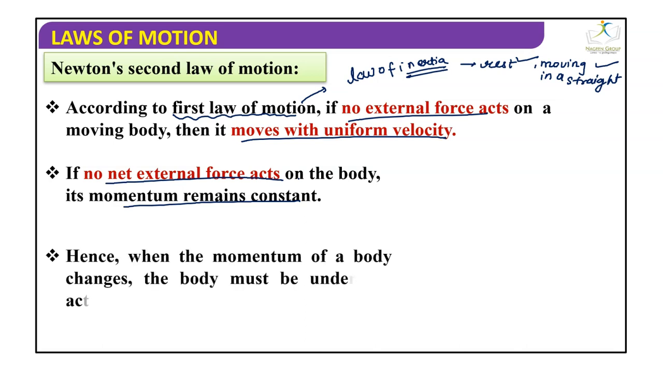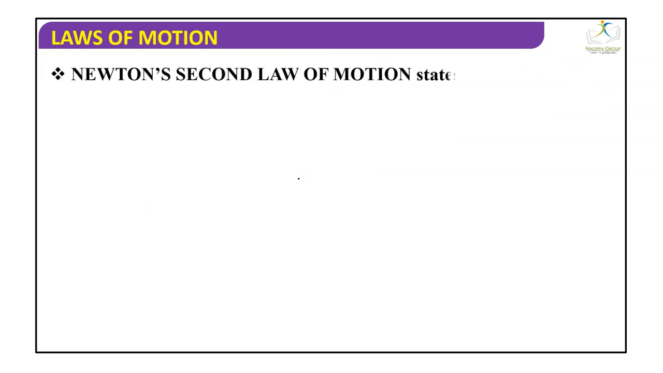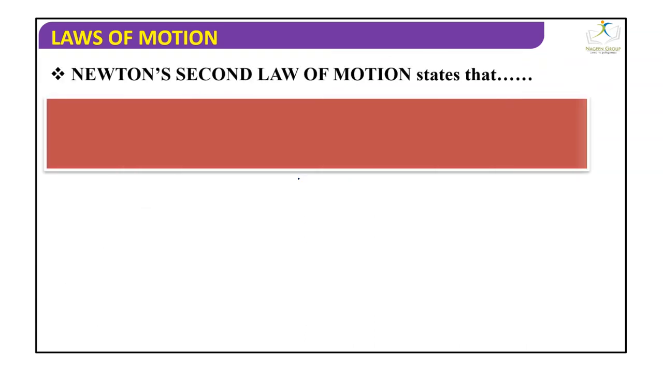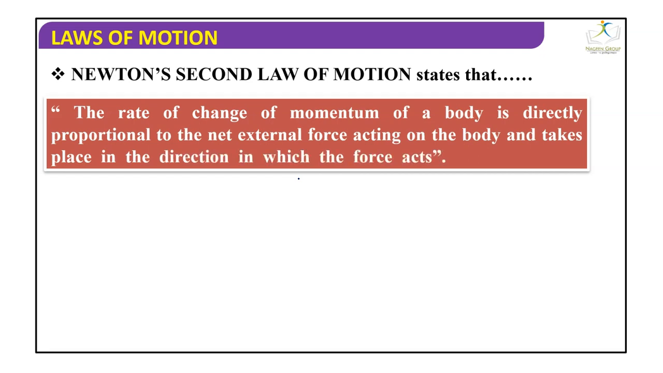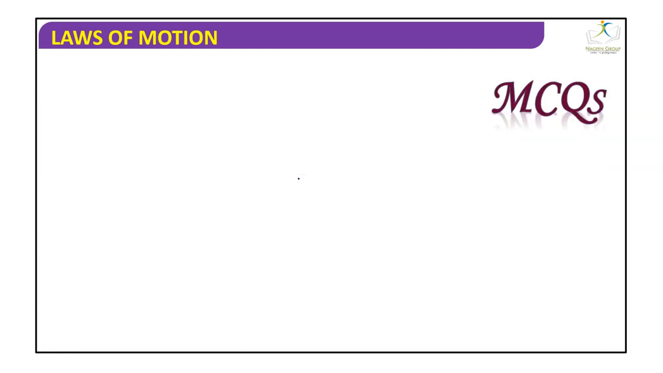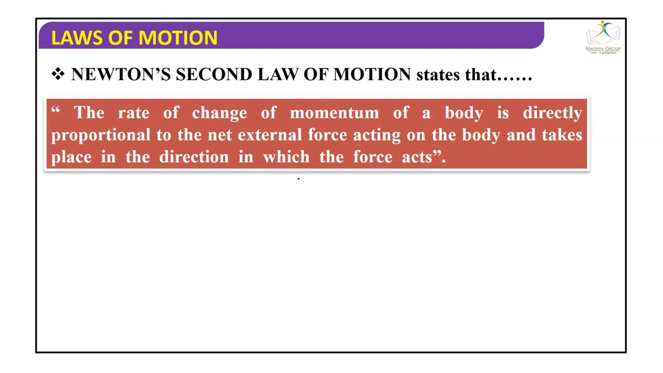Hence, when the momentum of the body changes, the body must be under the action of a net external force. Newton's second law of motion states that the rate of change of momentum of the body is directly proportional to the net external force acting on the body and takes place in the direction in which the force acts. I hope this will be clear, students.